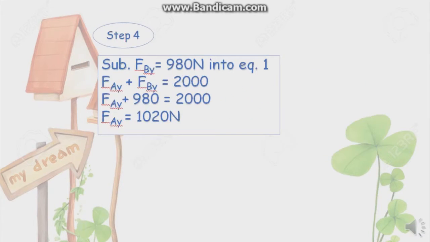The last step, substitute FBY equals 980 Newton into equation 1. So you will get FAY plus 980 Newton equals 2000 Newton. So finally, you will get the answer of FAY equals 1020 Newton.